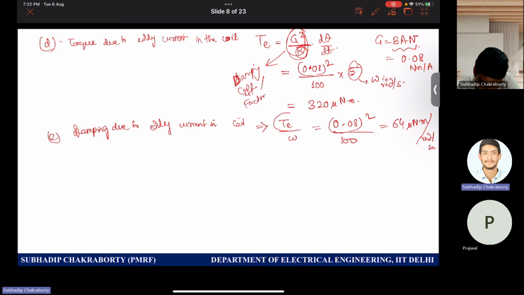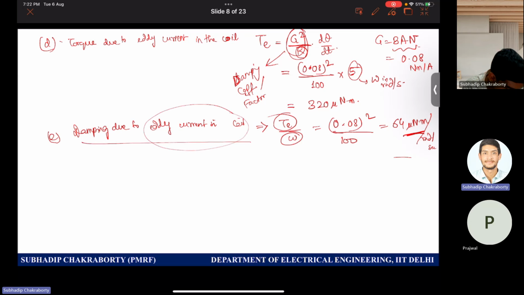The unit will be the unit of torque divided by radian per second. So the unit of torque is micronewton meter, divided by radian per second. So the damping coefficient due to the eddy current in the coil comes out as 64 micronewton meter per radian per second.